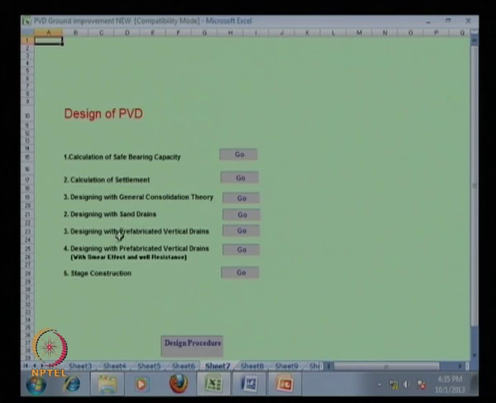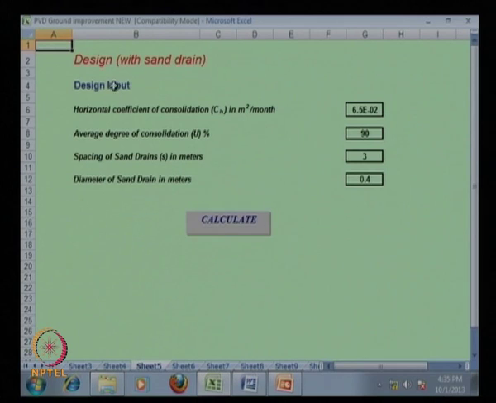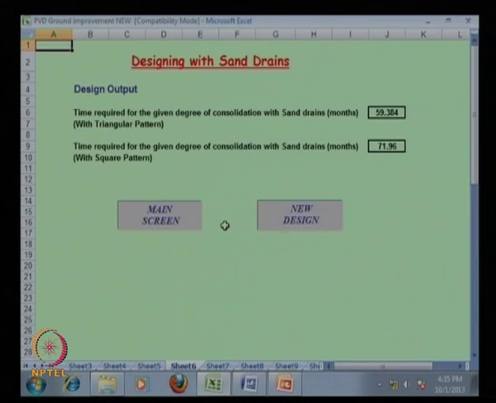And that is why we want to go for the design with the sand drain. So, you use the sand drain. Here design input: horizontal coefficient of consolidation Ch in meter square per month is 6.5 into 10 to the power minus 2, average degree of consolidation U percentage 90, spacing of the sand drain in meter is 3 and diameter of the sand drain is 0.4 meter.